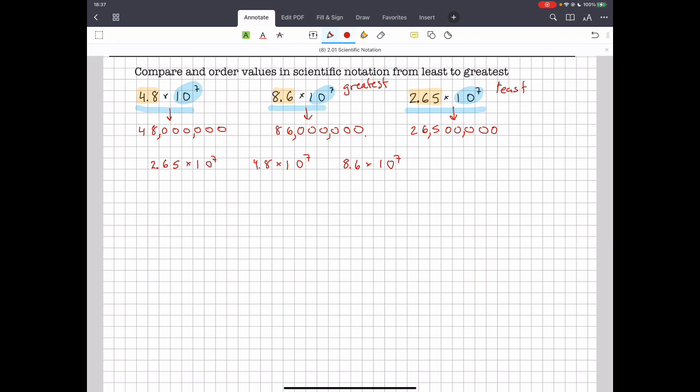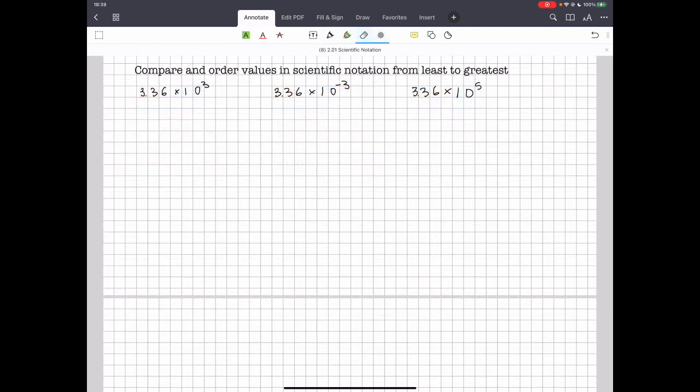Now let's look at what happens if we have different coefficients and powers of 10. In the next set of problems, we're again asked to order the values from least to greatest. So using my observation skills, I see that between the three expressions, the coefficients are the same. The coefficients are all 3.36. What's different about these, though, is the powers of 10. I have 10 to the third, 10 to the negative third, and 10 to the fifth.